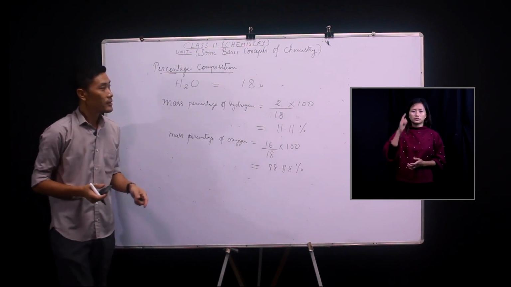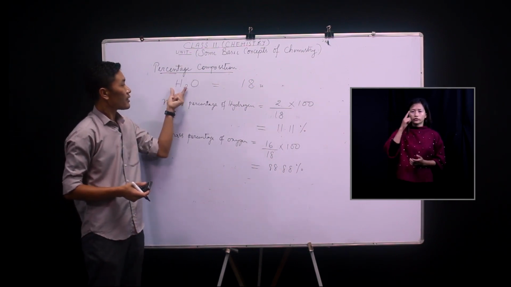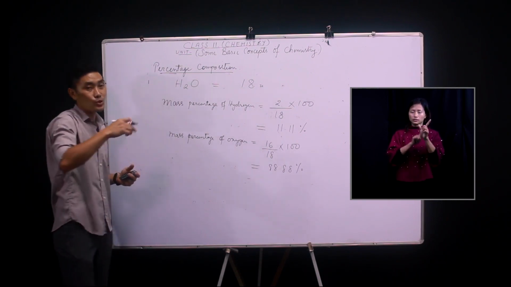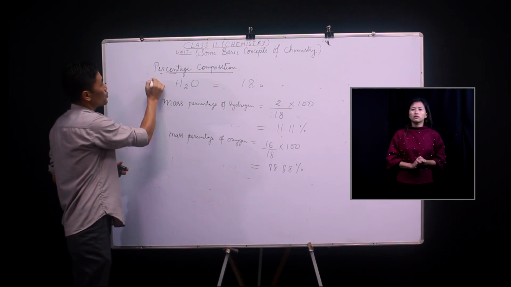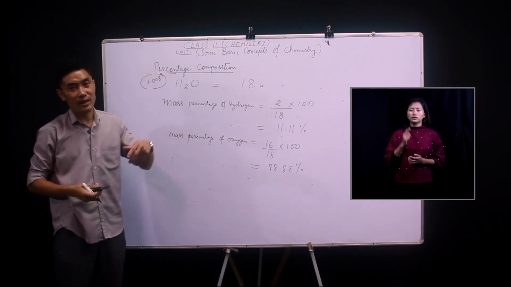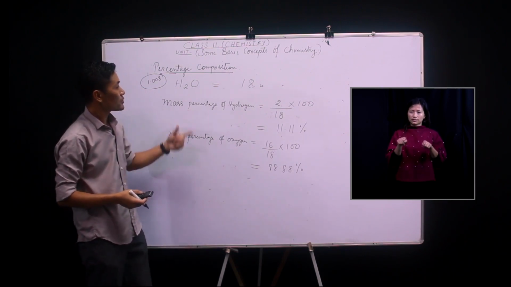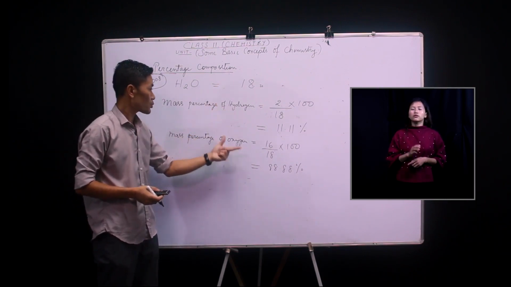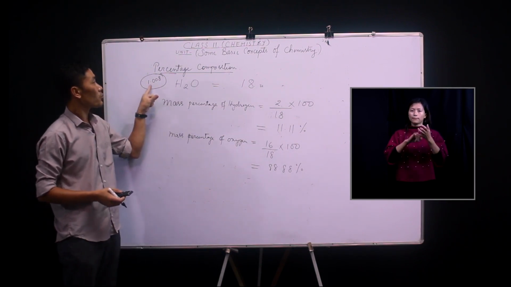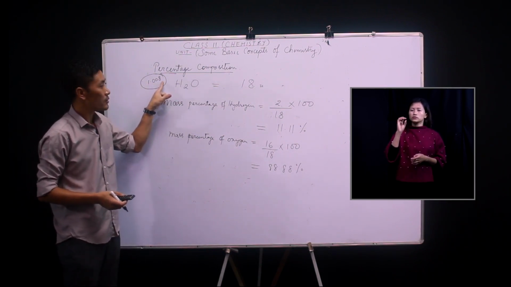Now remember that for the sake of simplicity, I've used the mass of hydrogen as 1. But the actual mass of hydrogen atom is 1.008. So if you want to find out the actual mass percentage of hydrogen as well as oxygen in water, you take the mass of hydrogen as 1.008.